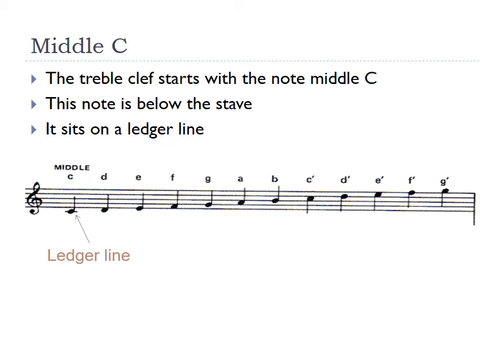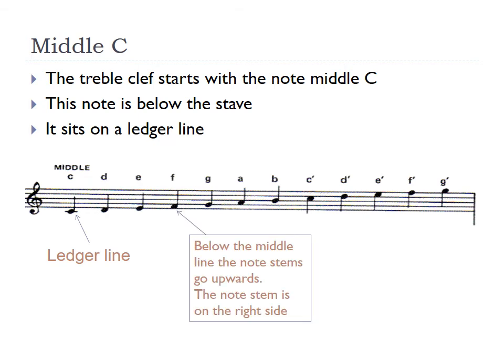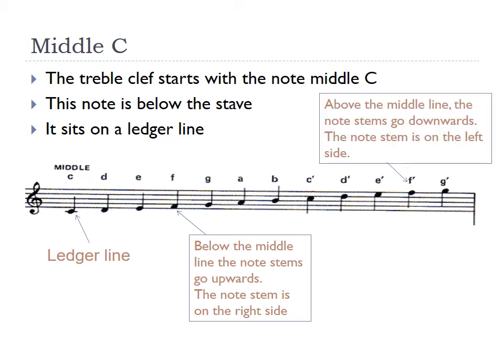Here you can see a ledger line just below the stave, and this note is our note middle C. We'll talk a little bit about how to name these notes shortly, but first of all, just also to point out, notes below the middle line have the stem going upwards and the note stem is on the right side, while notes above the middle line have the stem going downwards and the note stem is on the left side.